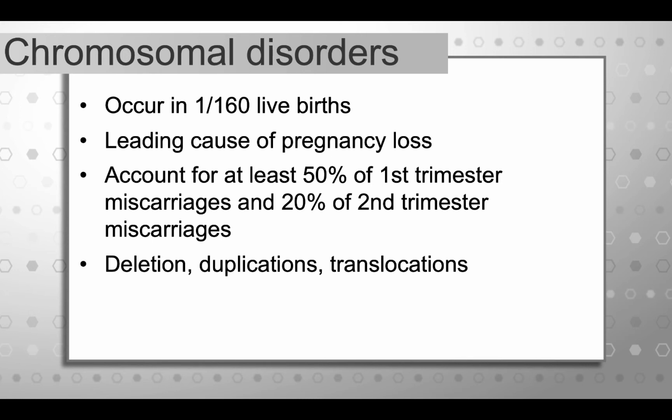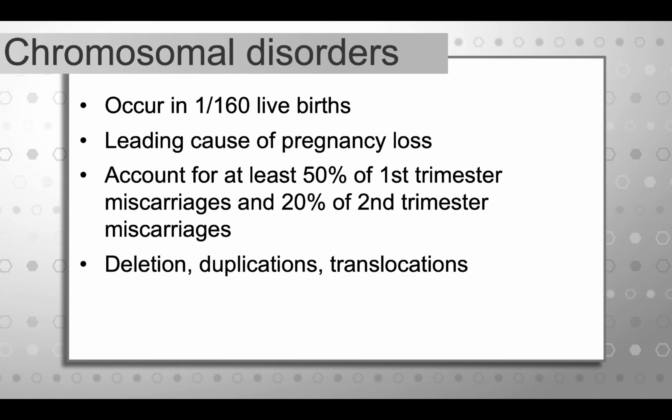Chromosomal disorders occur in about 1 in every 160 live births. It's the leading cause of pregnancy loss. So we know that about 1 in every 160 live births is a child with a chromosomal disorder, but we also know that a huge number of miscarriages and pregnancy losses are because of chromosomal disorders. It's hard to get that data exactly, but we know that chromosomal disorders account for at least half, probably more, of first trimester miscarriages and 20% of second trimester miscarriages.